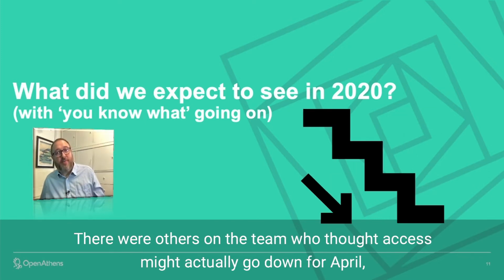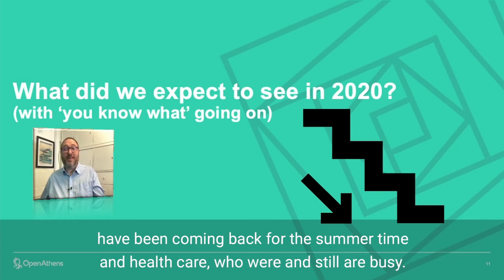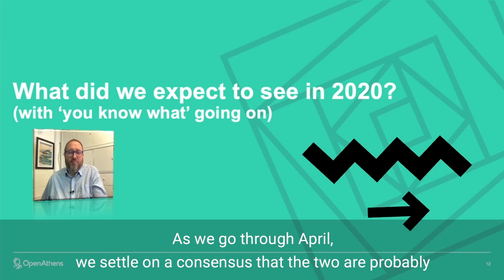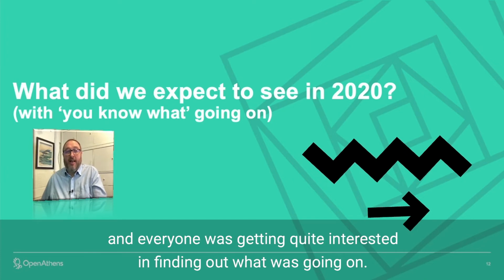There were others on the team who thought access nets might actually go down for April, given that our two largest sectors are education, who were taking most of April off and might not have been coming back for the summer term, and healthcare, who were, and well, still are, busy. As we got through April, we settled on a consensus that the two were probably going to cancel each other out to a greater or lesser extent. And everyone was getting quite interested in finding out what was going on.